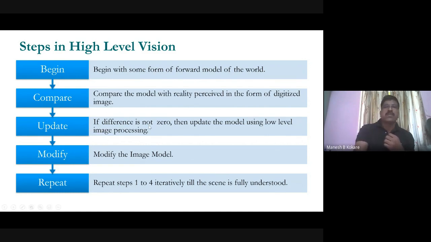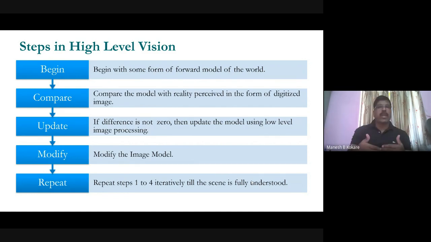And then once this difference between the proposed model and the actual real world model is zero, then you'll get the desired output, and so on. Otherwise, you have to modify the model and then repeat these 1 to 4 steps. These are the first step, second step, third step, and fourth step, till you understand the scene fully. Means your understanding of the scene or your goal should be matched with the proposed model. And if there is a difference, you have to minimize it by updating the model.